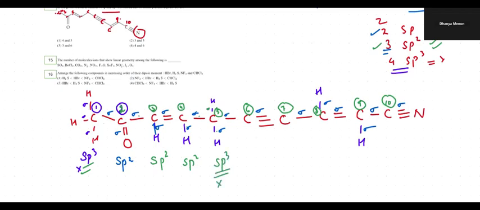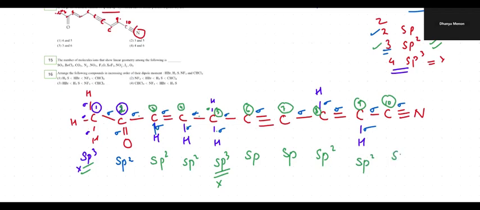The question is sp2 and sp. Sixth carbon atom, 2 sigma bonds corresponds to sp. Seventh one also, 2 sigma bonds corresponds to sp. Eighth one, 3 sigma bonds corresponds to sp2. Next one, 3 sigma bonds corresponds to sp2. The last one, 2 sigma bonds corresponds to sp.